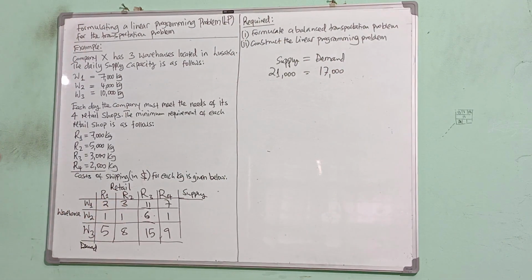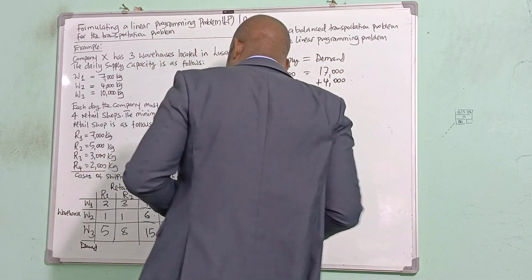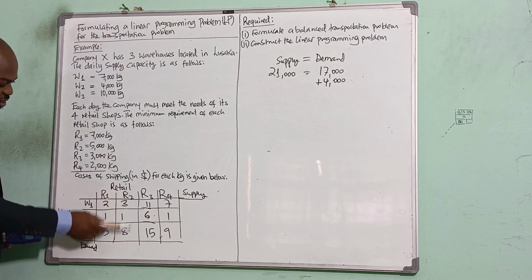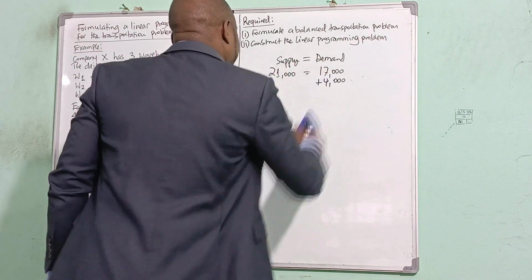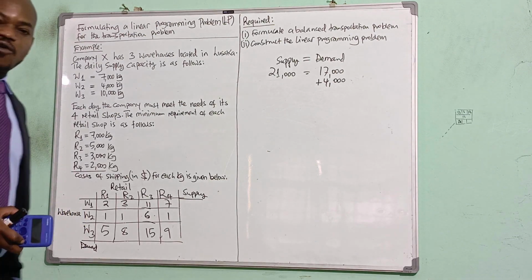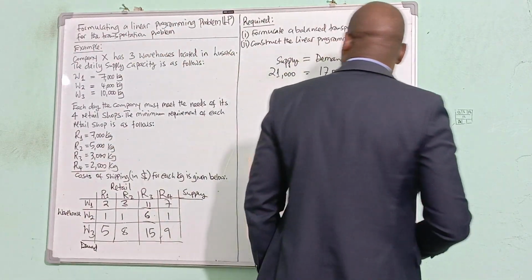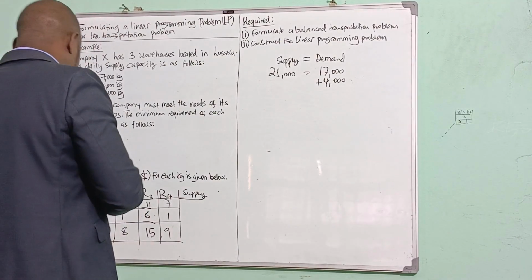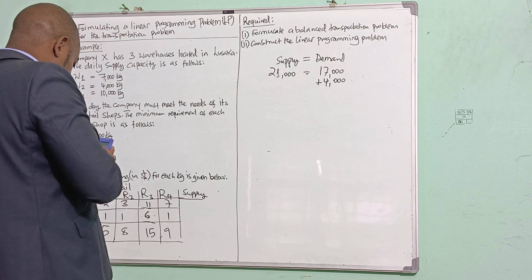So the problem is not balanced. Demand is missing: 21 minus 17, so 4,000 is missing. We need to add 4,000 to demand. Since demands are columns, I need to add a dummy column with a demand of 4,000, which is going to have 0 cost, because that demand is not going to be fulfilled. It's not really there, but we just want to make the problem balance, so I'm adding an extra demand.